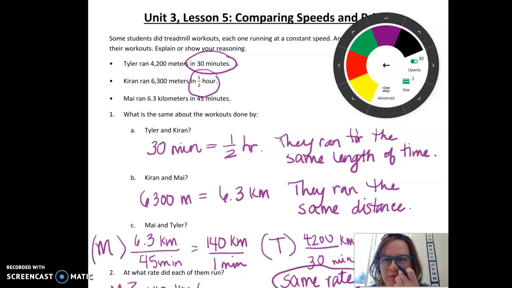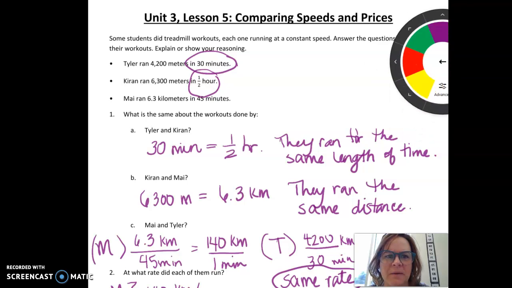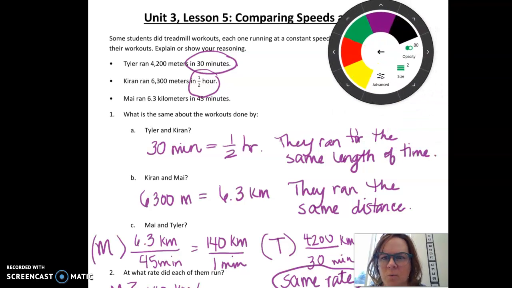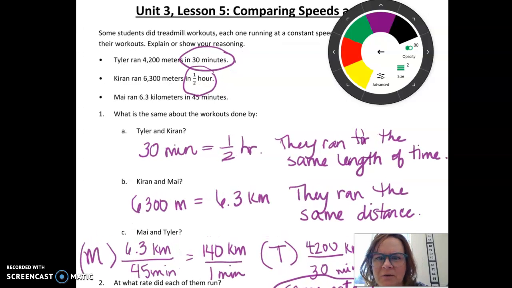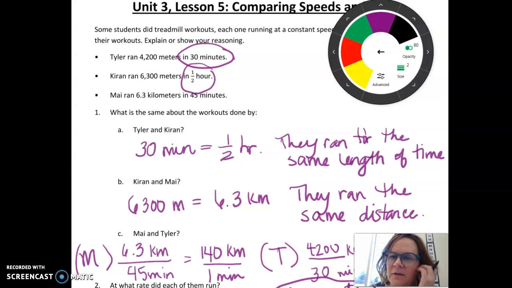All right, so some students did treadmill workouts, each one running at a constant speed. Answer the questions about their workouts and explain or show your reasoning. So Tyler ran 4,200 meters in 30 minutes. Kieran ran 6,300 meters in a half an hour. Mai ran 6 3/10 kilometers in 45 minutes. And so we're asked what's the same about their workouts.